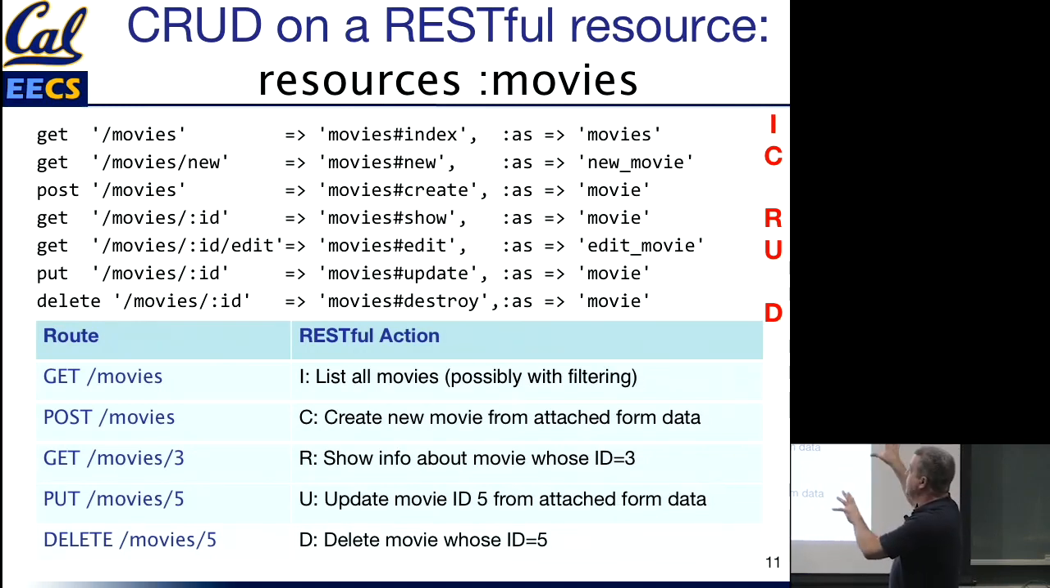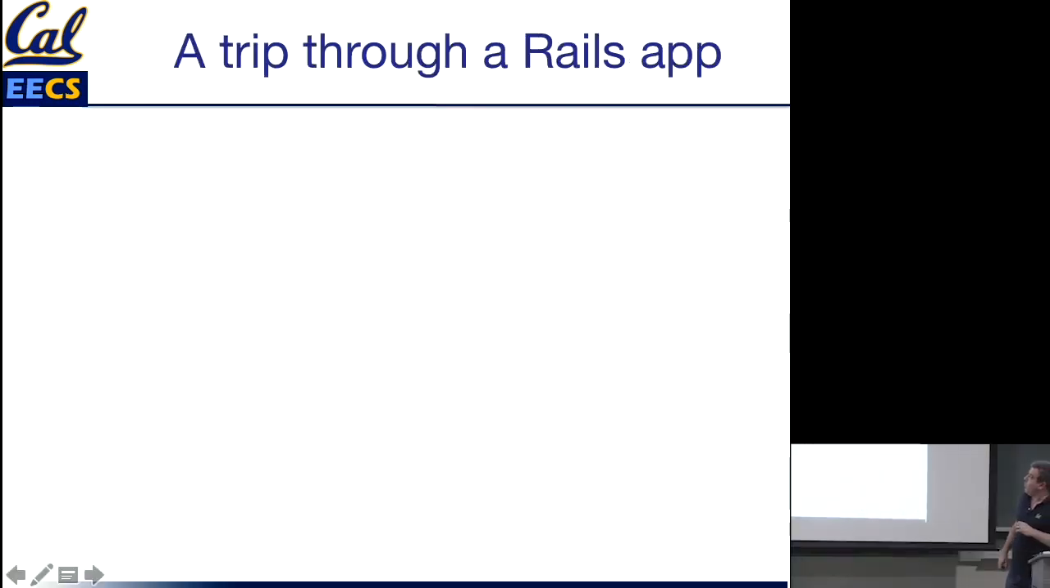This is how I'm going to make my default RESTful routes look for a Rails app, unless I have a really, really good reason to do otherwise. So what does it look like when we take a trip through a Rails app? Because we already saw a trip through a Sinatra app, right?